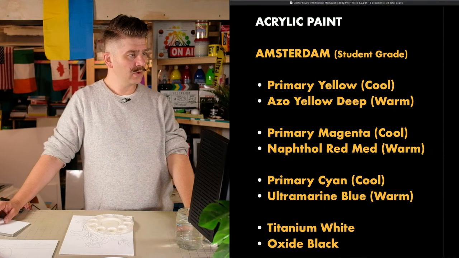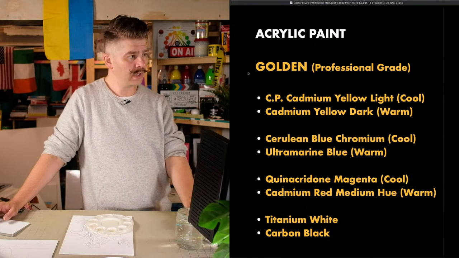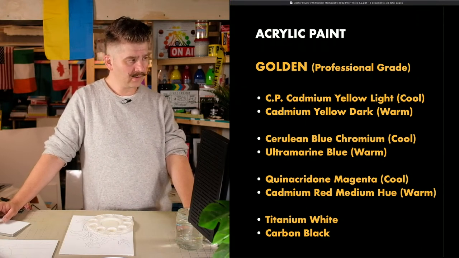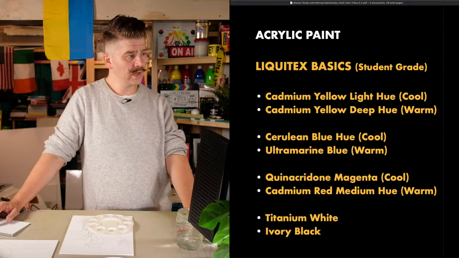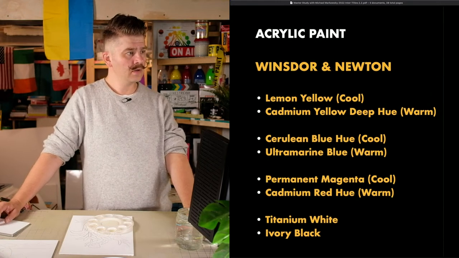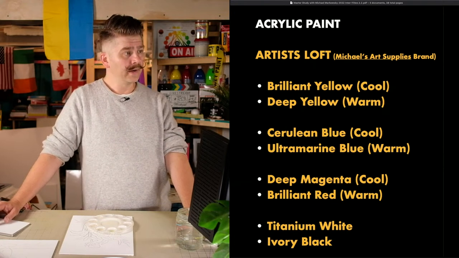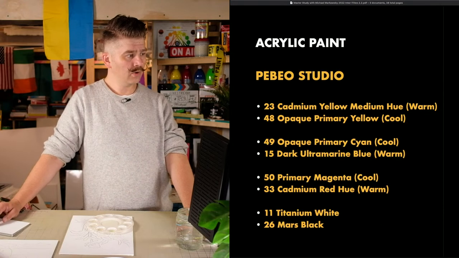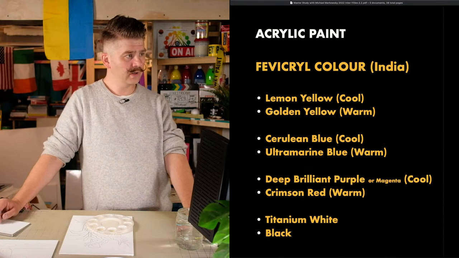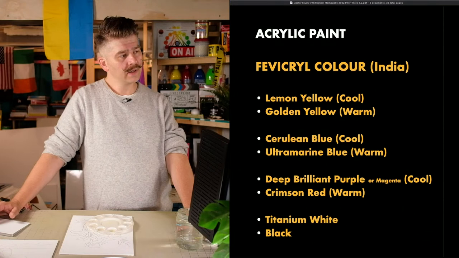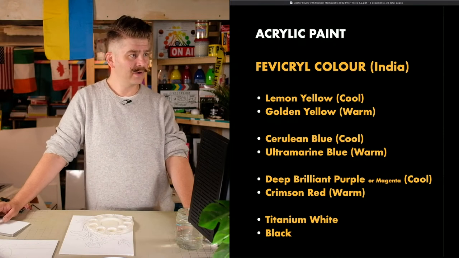But if you don't have this brand or you want to try something else, here's Golden. This is probably one of the more expensive acrylic paint brands, a professional grade paint. So the names are slightly different, but the paints are going to be pretty similar. Liquitex, they make a professional and a student grade. This is their student grade paint. Winsor & Newton, Artist Loft Art Supplies from Michael's, sorry. Holbein, Daler Rowney, and I've added a few more here. The Fevacryl. This is a brand that apparently is very common in India, and I know a bunch of my friends from India have been asking me about this.